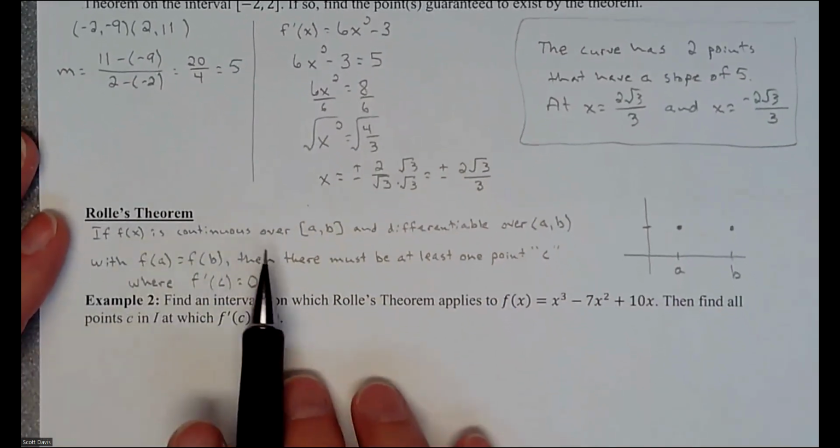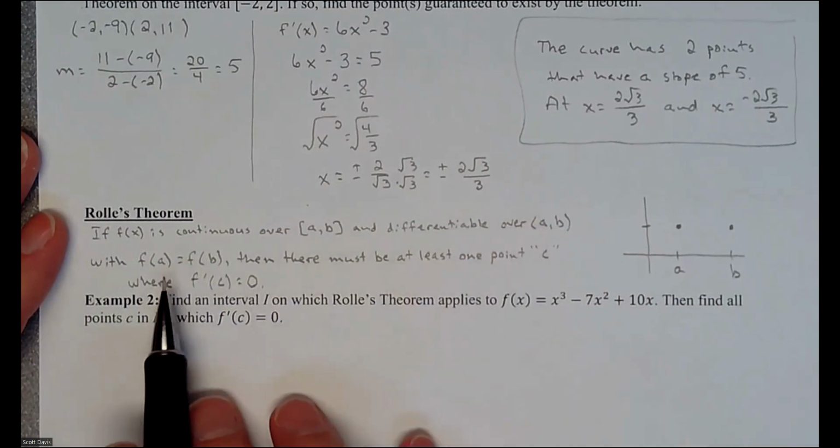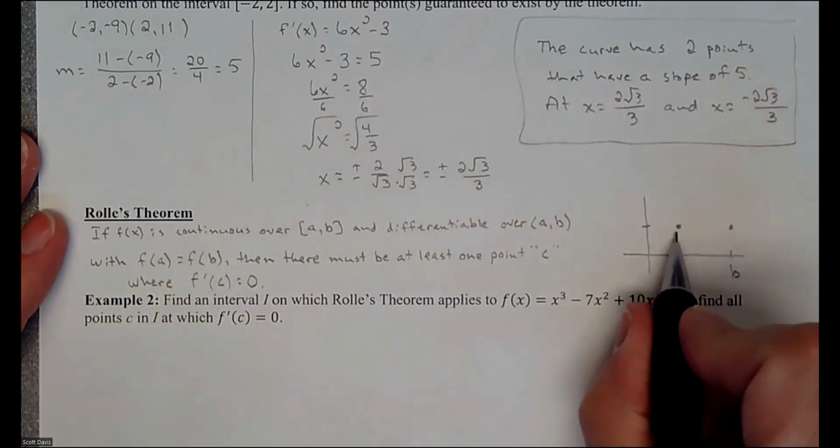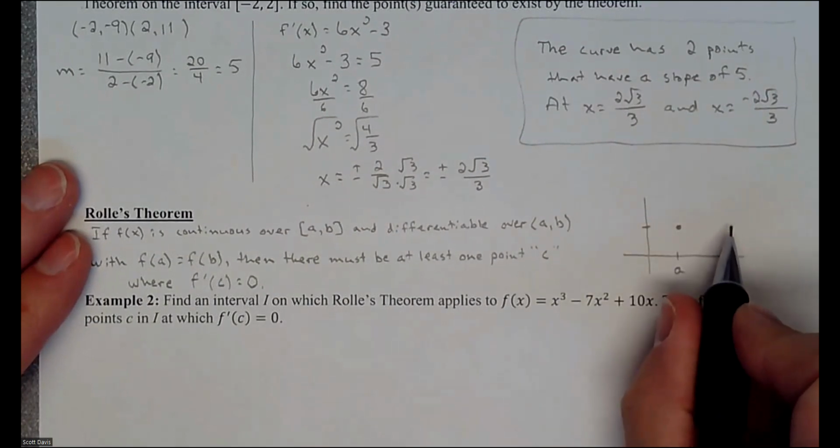So Rolle's takes that same idea. It says if f of x is continuous and differentiable over that interval, but when you plug in the a value, plug in the b value, they end up matching. So here's kind of my visual associated with it. If I plug in an a, I get this value. I plug in b, I get the exact same value.